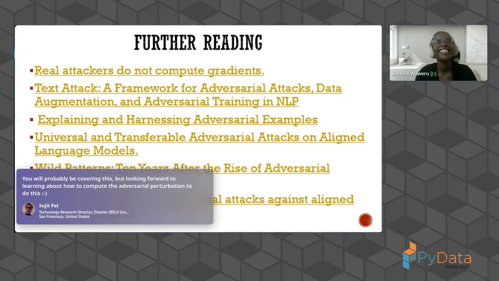Great, sure. So I'm from Sujit. He asks, you will probably be covering this, but looking forward to learning about how to compute the adversarial perturbation to do this. Was that something that was covered? Yes, I think we've covered how we leverage gradient descent to define it. I can give a more detailed explanation afterwards if he doesn't feel we've properly covered this.